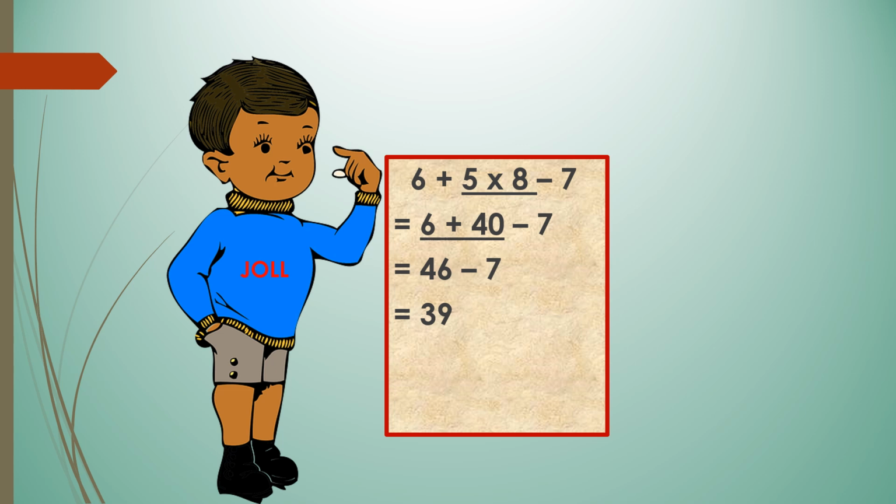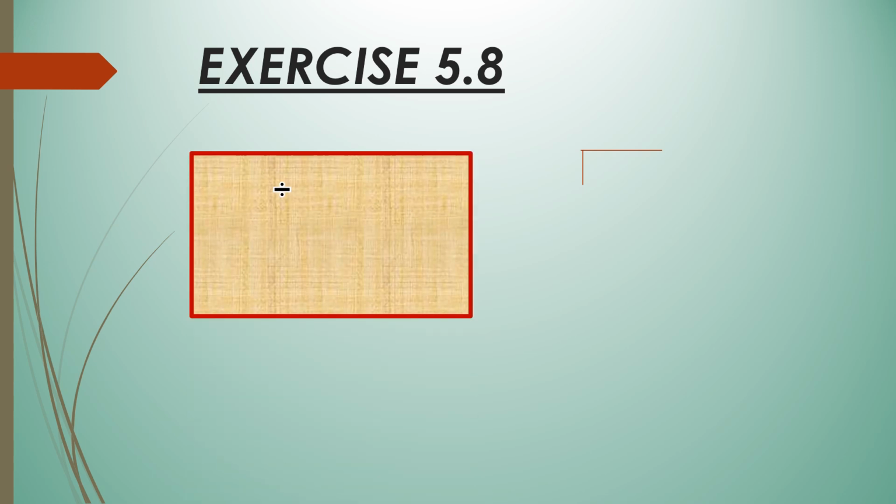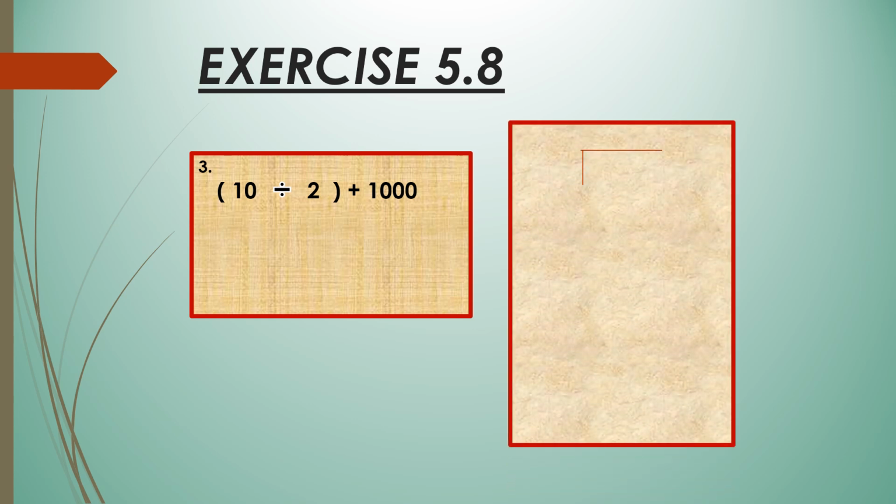Now, on this basis only, we'll be doing the various sums of exercise 5.8. Remember the rule of BODMAS. Here we have question number 3. It is 10 divided by 2 plus 1000. As you can see in the question, we have the bracket. The first one that we need to solve is the division, which is in the bracket. For that, I have a rough column where I'll be dividing 10 by 2.